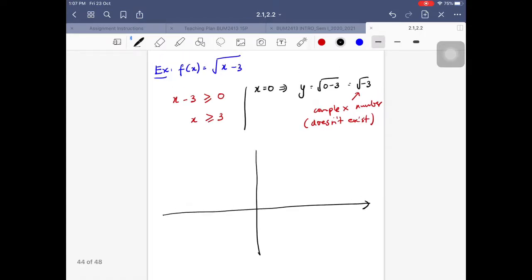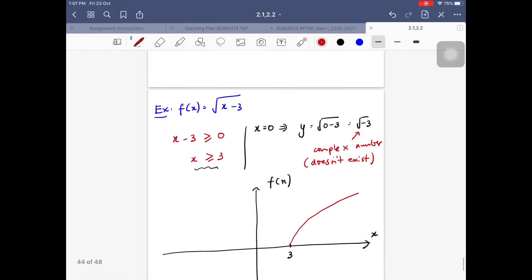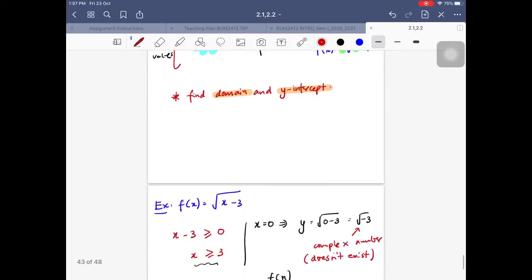Okay, and now it's a positive graph as well. It's a positive square root of x minus 3. This is going to be my x. This is going to be my function f of x. So where does it start? It starts at x equal 3. That is why it doesn't cross the y-axis right here, because it's going to start at x equal 3. So when I sketch, the function is just going to look like that. That is going to be the graph of square root. The shape is always going to be like that.